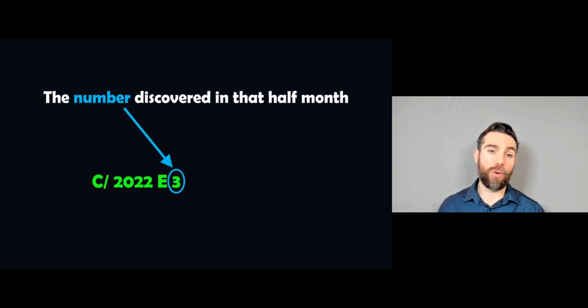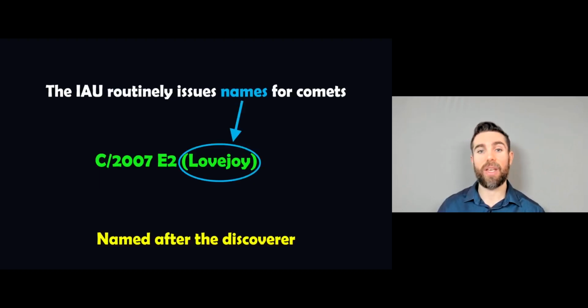And then the final number is the number of the comet discovered in that month. So this one here would have been the third comet discovered in the first half of March 2022. So that gives you the full code from the current system that is being used for comets.